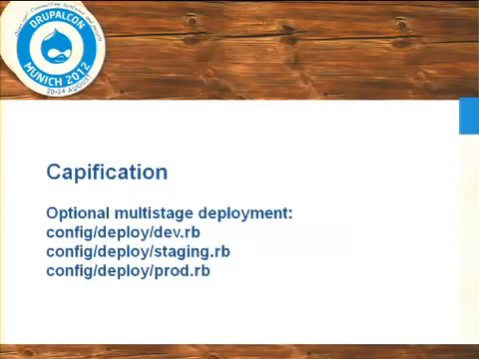Additionally, you can set up multi-stage deployment, and so you would just manually add these config deploy files: dev, staging, production. You can also add tasks within those .rb files as well, so that you can have specific tasks related to a specific server, which could be useful, but try and write things generically so that you can reuse them.